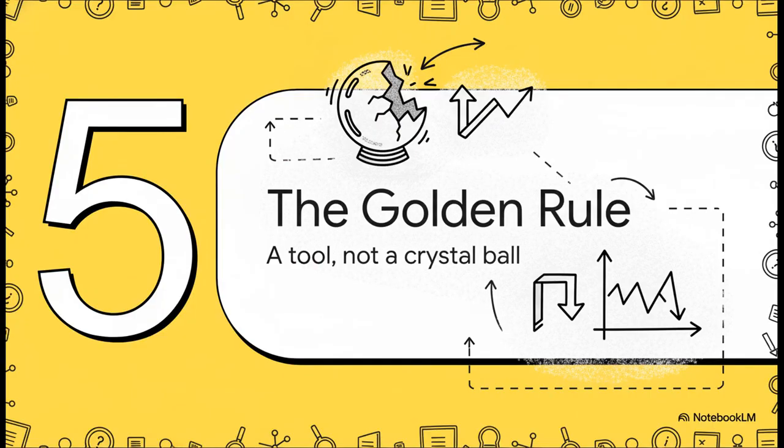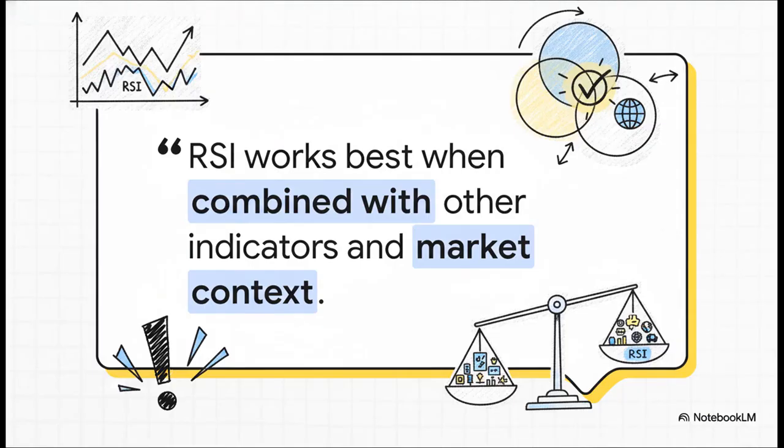All right, before we wrap up, we have to talk about the most important part of this whole blueprint. The RSI is an absolutely fantastic tool, but you have to remember, it is a tool, not a crystal ball. It needs context. I mean, look at this quote right from our source material. This is probably the single most important thing to take away from all of this. Relying on any one indicator by itself is just a recipe for disaster. The signals from the RSI are most powerful when they're confirming what other tools are also telling you.